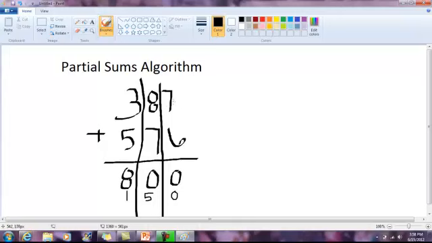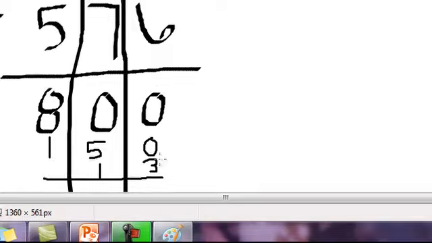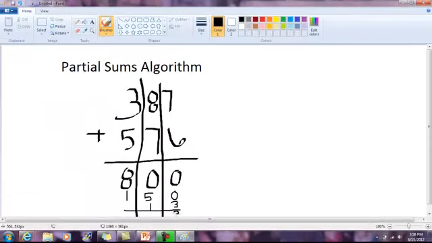And in the last column, you have 7 plus 6, which is 13. You put a 3 and a 1. And all you have to do is add up these things, which is 0, 0, and 3, and obviously 3. And here you have 6. And here you have 9. And so your answer is then 963.